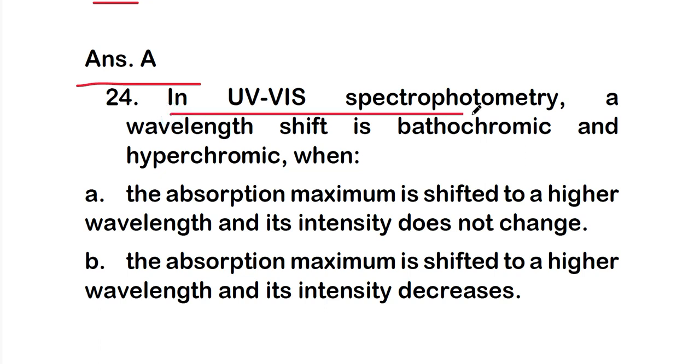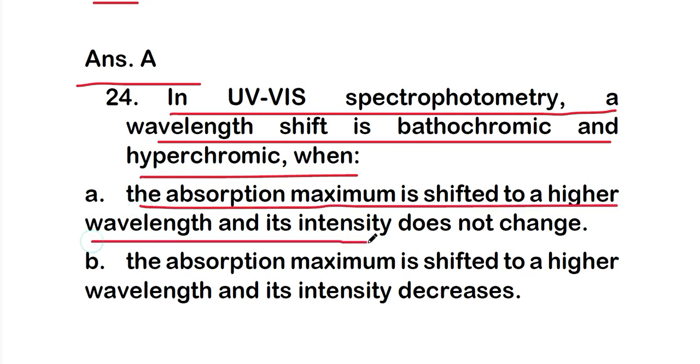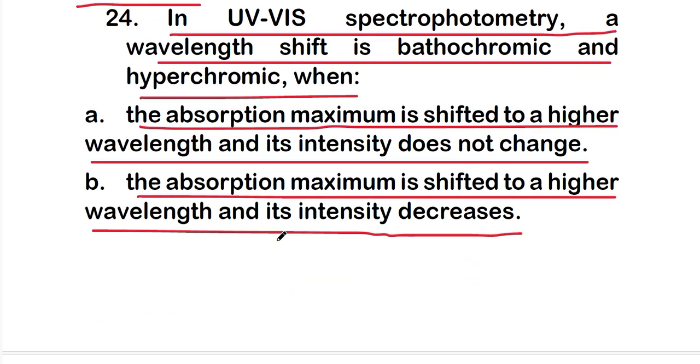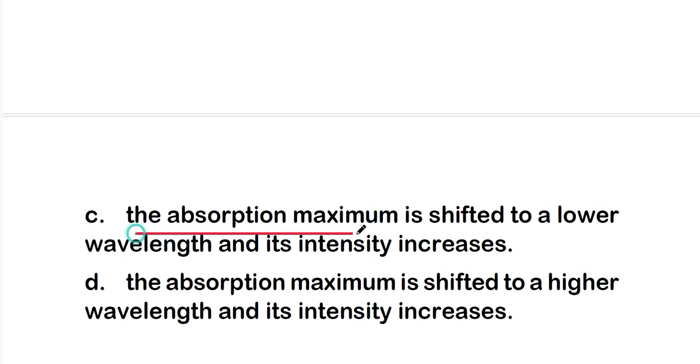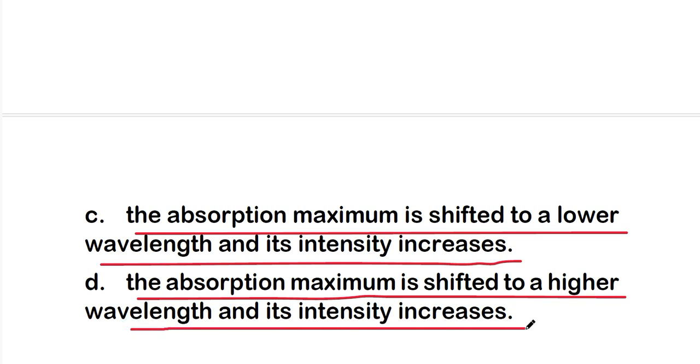That is, in UV visible spectrophotometry, wavelength shift is bathochromic and hyperchromic when option A, the absorption maximum is shifted to a higher wavelength and its intensity does not change, or option B, the absorption maxima is shifted to a higher wavelength and its intensity decreases, or option C, that is the absorption maxima is shifted to a lower wavelength and its intensity increases, or option D, the absorption maxima is shifted to a higher wavelength and its intensity increases.